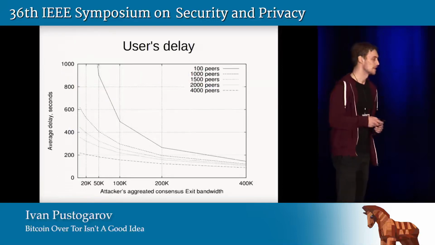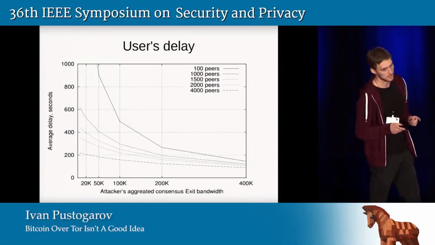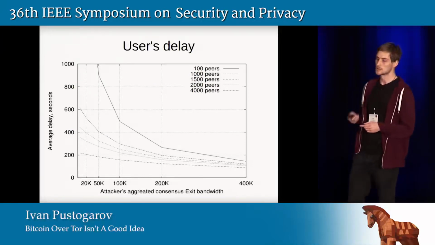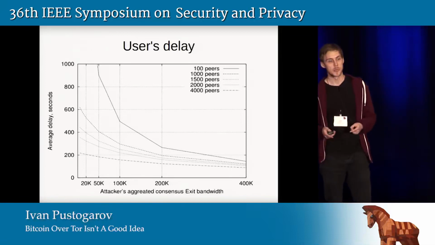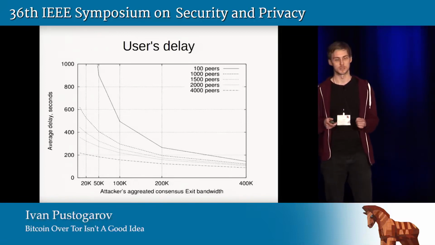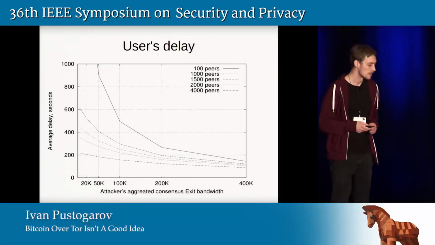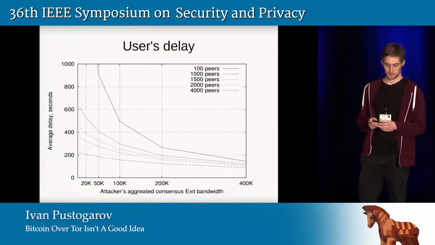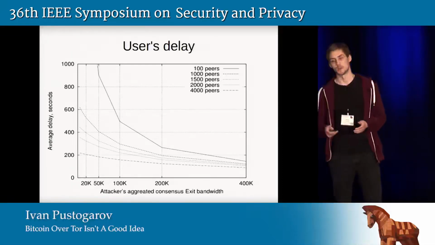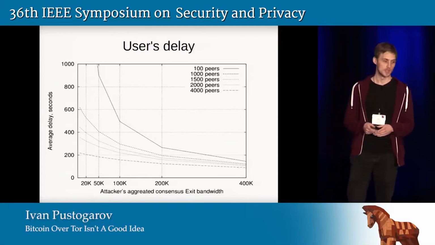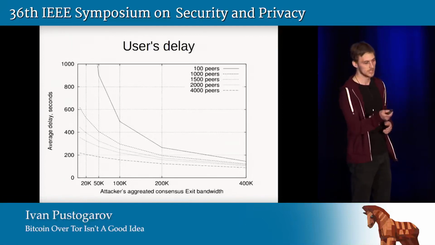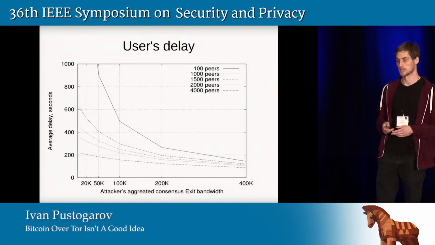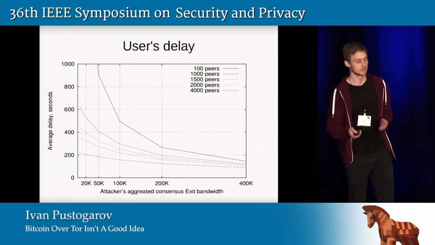The problem is that when an attacker bans all good Tor relays and good Bitcoin peers, and a user tries to connect again and again, and if he chooses banned connections, banned Bitcoin peers, he might spend quite some time. And finally, he might decide that the whole system of Bitcoin over Tor doesn't work properly. So this graph shows the delay and how much Bitcoin peers and Tor exit capacity an attacker should have, which is reasonable.